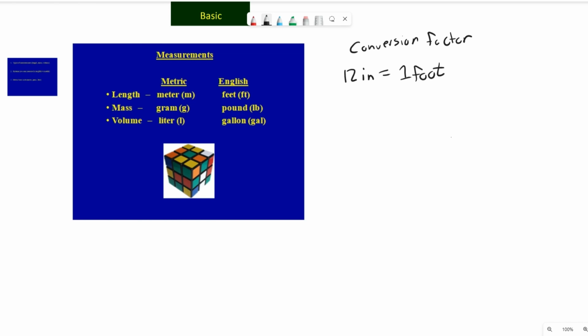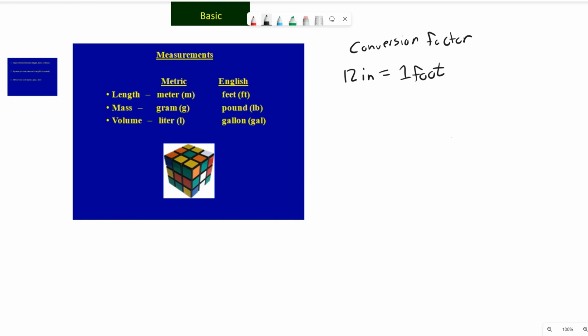Another example of a conversion factor: if I wanted to know dollars and quarters, there are 4 quarters in every $1. That's a conversion factor of 4 to 1. It's just telling you how the two units are related to each other. There are going to be lots of cases in chemistry where you need to know conversion factors so that you can convert back and forth between two different units.